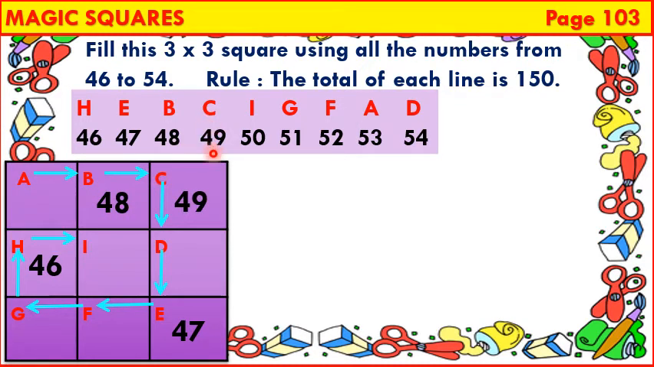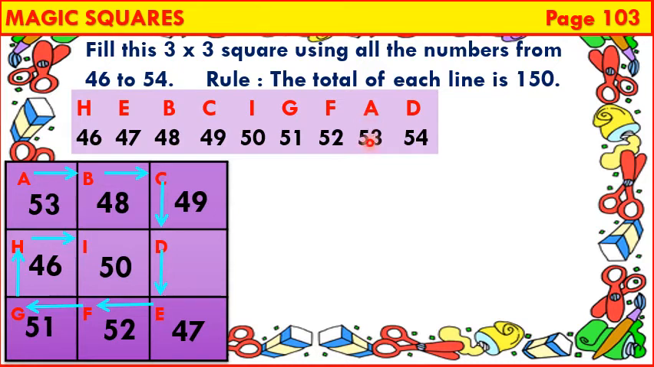Below C, 49 is written. So write this 49 below C in this magic square. Now below I, 50 is written. So write this 50 below I in this magic square. Below G, 51 is written. So write this 51 below G in this magic square. Now below F, 52 is written. So write this 52 below F in this magic square.